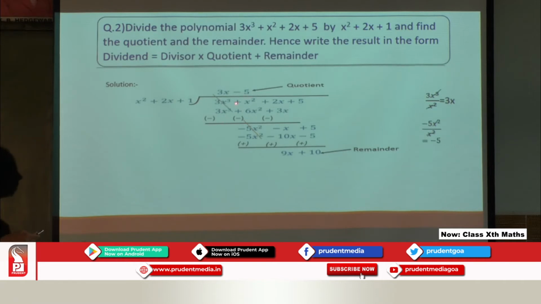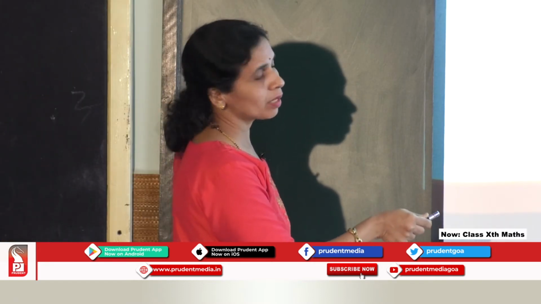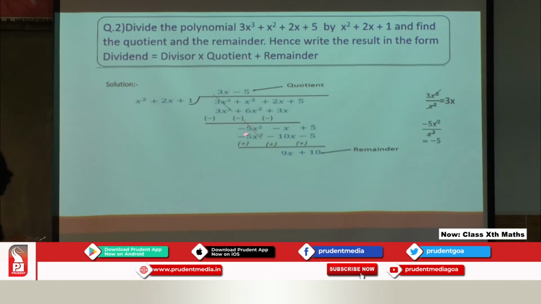Next plus and minus, subtract: 6 minus 1 is 5x square, but the greater number has a negative sign, so minus 5x square. Again positive and negative, subtract: 3 minus 2 is 1x, but the greater number is negative, so minus 1x. Again this plus 5 should come down here. Now the first term of the dividend is minus 5x square and the first term of the divisor is x square. Now again we should divide minus 5x square by x square.